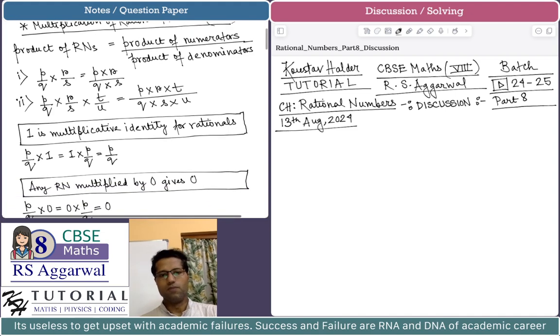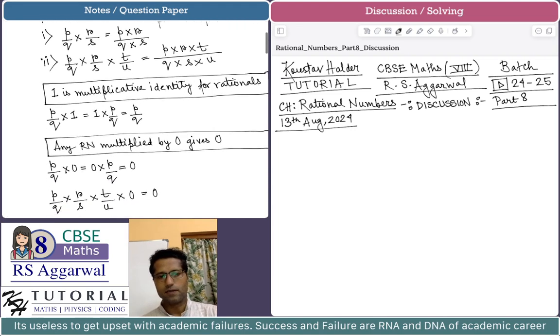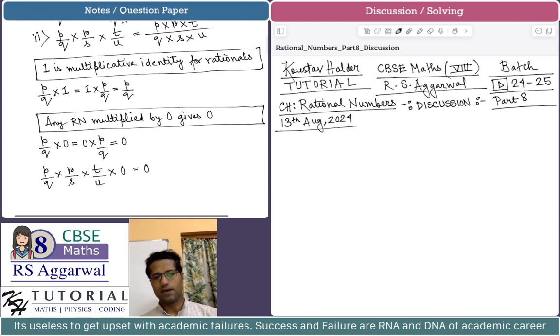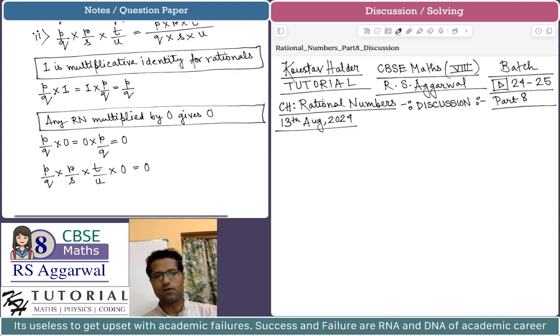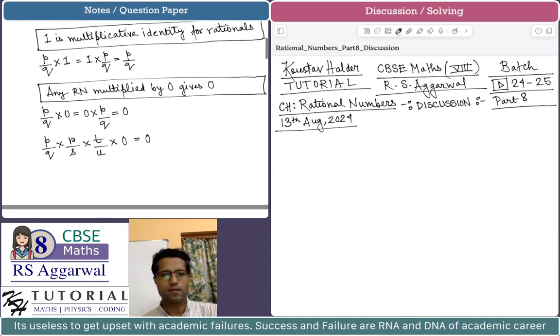Also, if you multiply any rational number with the rational number 0, the result is 0. So if you multiply p by q with 0, the result is 0. And even if you have a multiplication of two or more rational numbers and one of them is 0, then the entire product is 0.